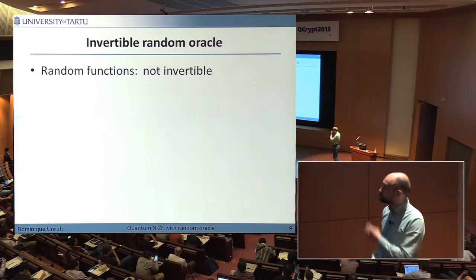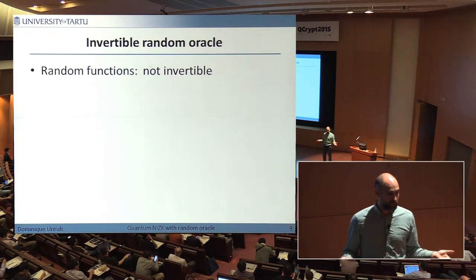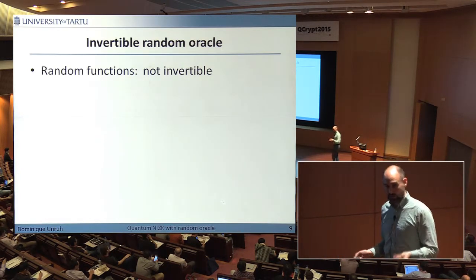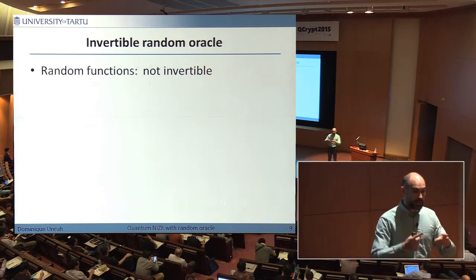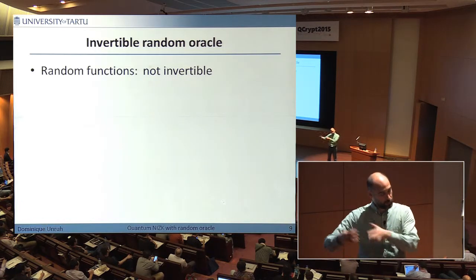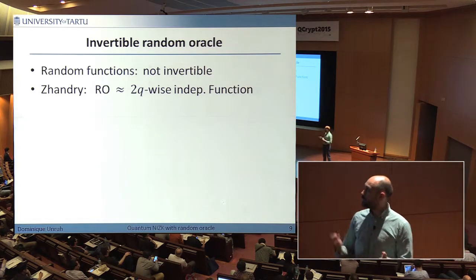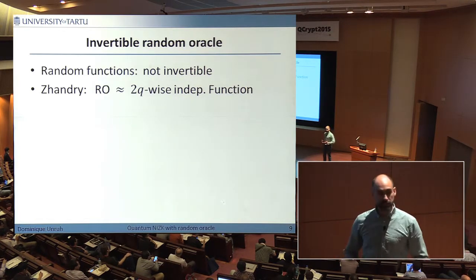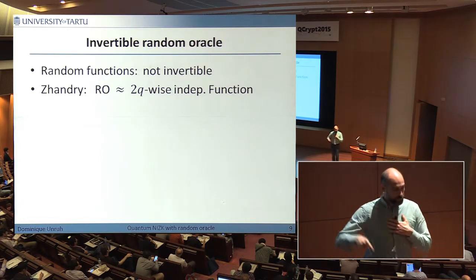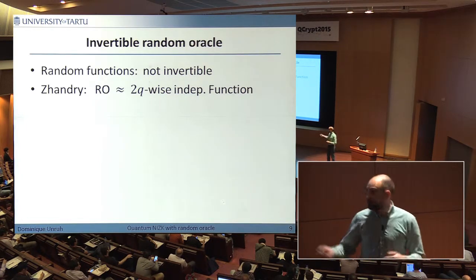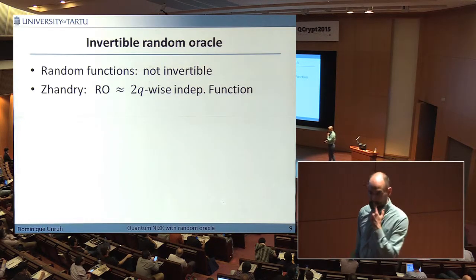Now, the problem is, in general, random functions are not invertible, at least not efficiently. And they shouldn't be. But the trick we use here is, in the proof, not in the actual construction, but in the proof when we talk about this hypothetical extractor, we replace the random function by a 2q-wise independent function, for example, a polynomial. I should first say it's known that this cannot be told apart by the adversary. That's a result by Zhandry.